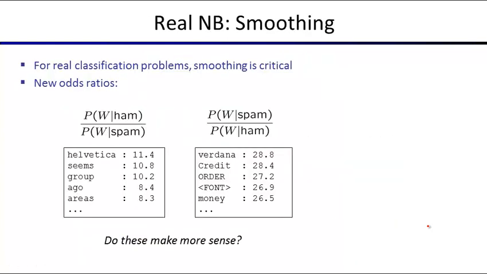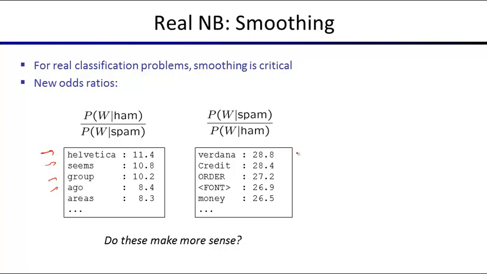Let's look at the numbers that you get out when you use Laplace smoothing. Now, what's the most indicative of ham versus spam? The font Helvetica being used, the word seems, group, ago. We don't get these original things with scores of infinity anymore. We get much more reasonable things.